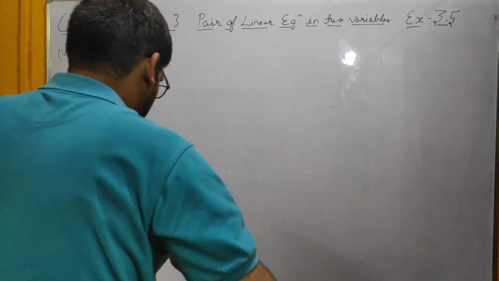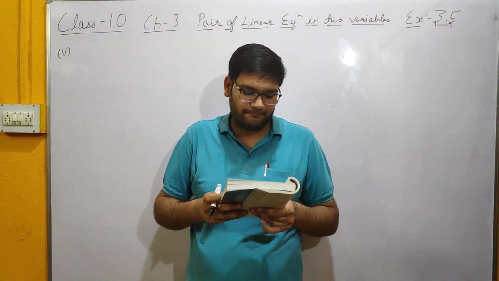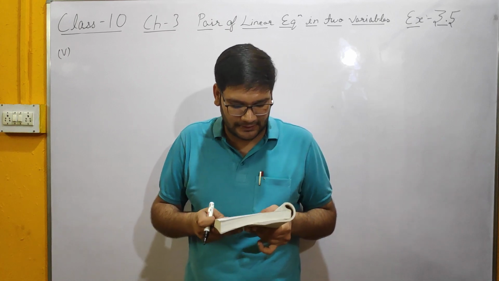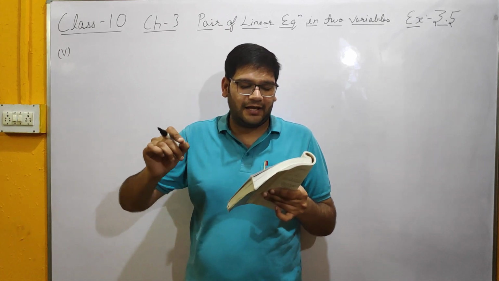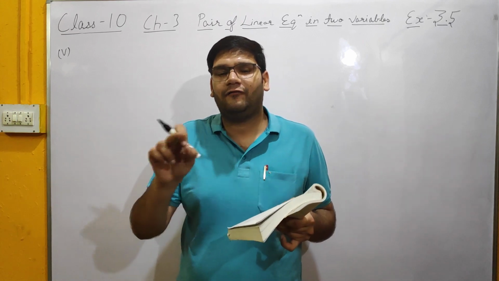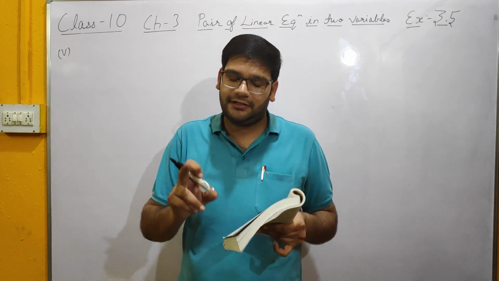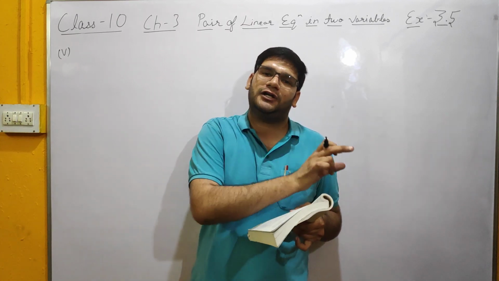Now, fifth part. Look carefully, dear student. This is also a very important question, like the previous one. The area of a rectangle gets reduced by 9 square units. It means the area is getting reduced.